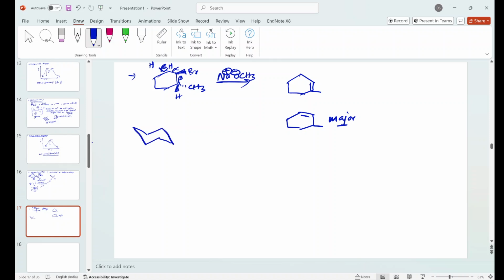To draw the 3D conformation, you have the bromo, and here you have the CH3, on the other carbon you have a proton. You can see CH3 is blocking the exact opposite side of the bromide. So only this proton is available. So definitely the base will come and abstract this proton, and you will get the major product like this.